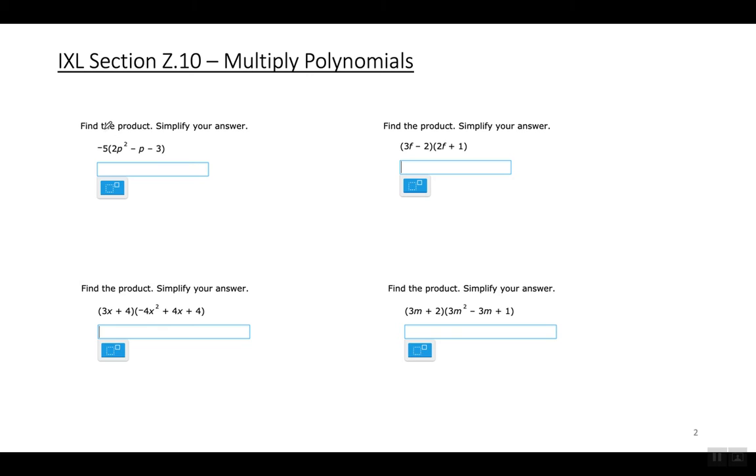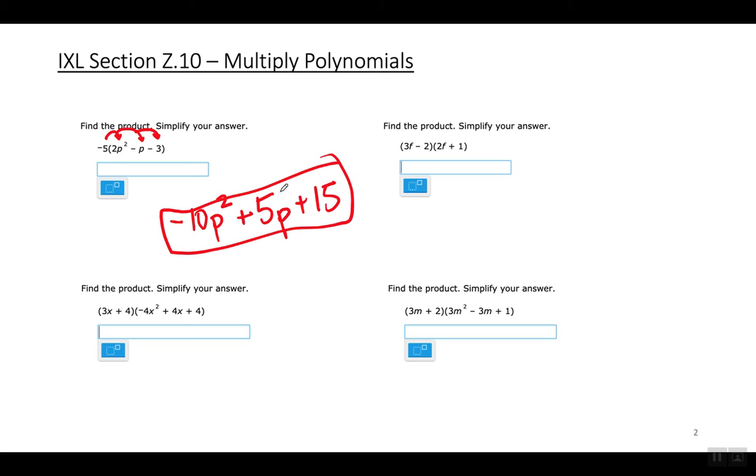So I'll start with this one. In this one, I basically have to distribute the -5 to everything that's inside the parentheses. So I'm going to multiply -5 times each of the three terms inside the parentheses. When I do that, my answer is going to be -10p to the second power plus 5p plus 15. That's going to be my answer. Tengo que distribuir el -5 a todo lo que está dentro, a cada término dentro de los paréntesis.